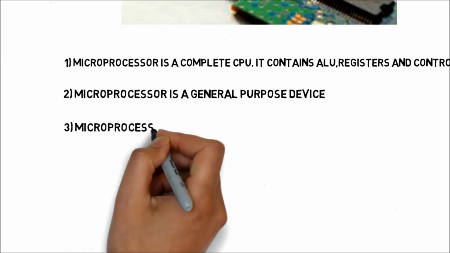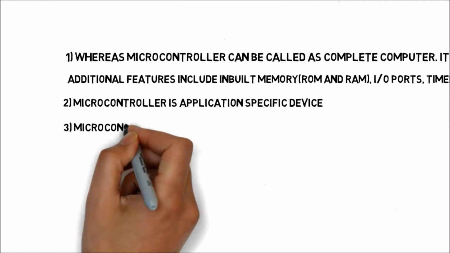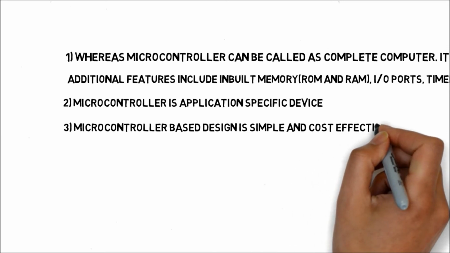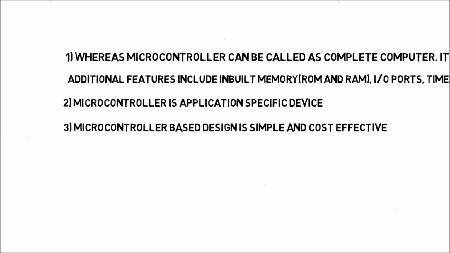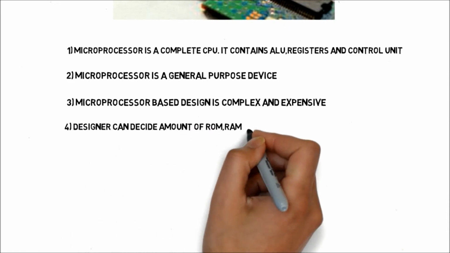So it's purely an application specific device. Now the third difference is microprocessor based design is complex and expensive. As I already said, it's a complete only CPU. Remaining all things you have to interface externally. So its overall cost is going to be high and its design is a bit complex. Whereas microcontroller based design is simple and cost effective. Because when you consider an embedded system, one of the main criteria is that it should be cost effective and it should be simple and easy.